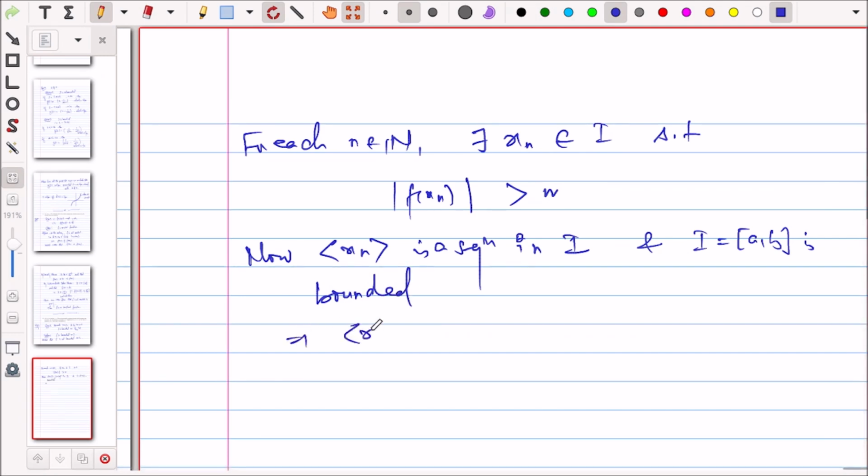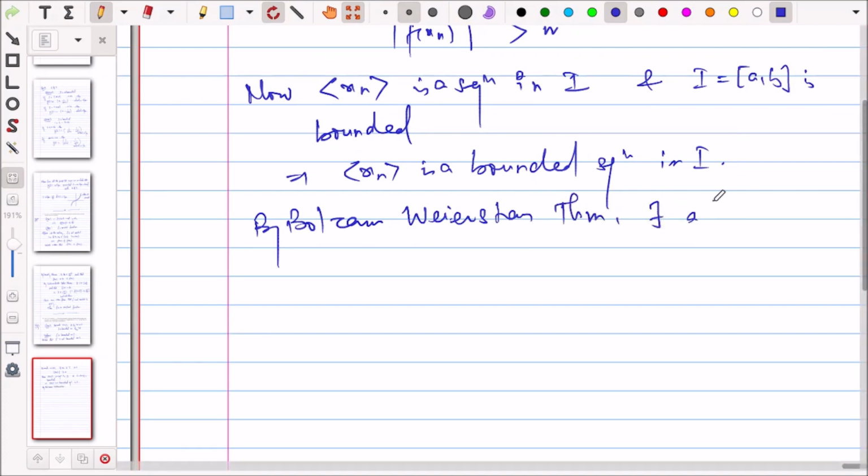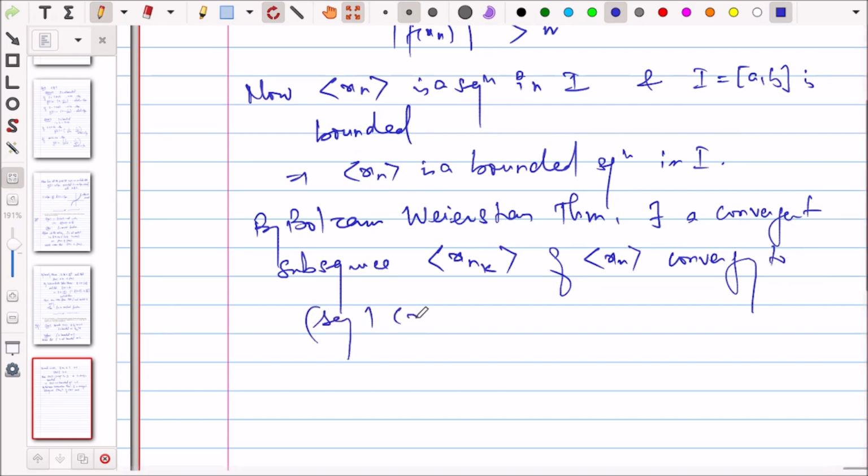So this implies x_n is a bounded sequence in I. So by the Bolzano-Weierstrass theorem, there exists a convergent subsequence x_{n_k} of x_n converging to, say, x. So we have assumed that x_{n_k} is a subsequence of x_n that converges to x, that is, x_{n_k} converges to x.